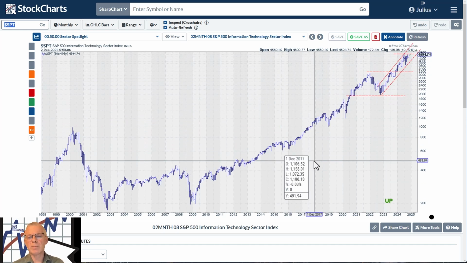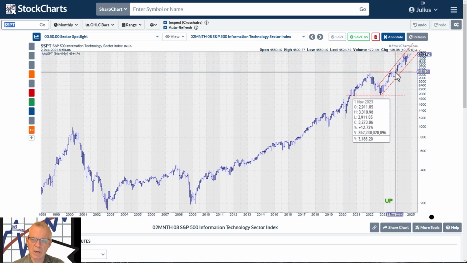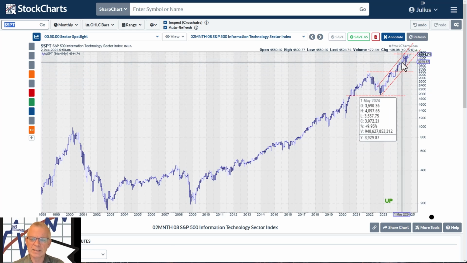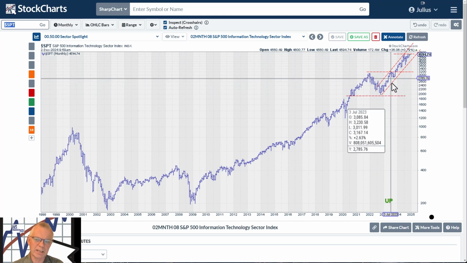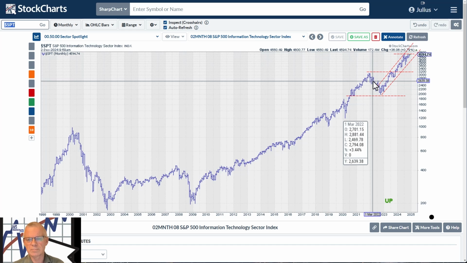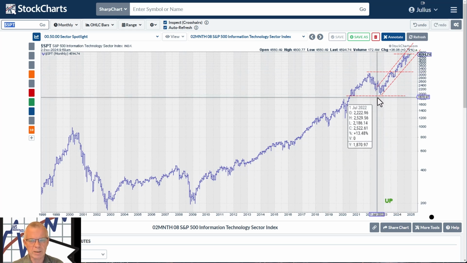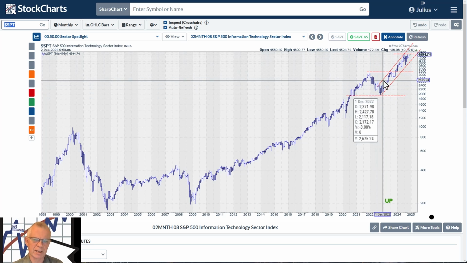And then we have information technology, and you can see that technology broke to new highs in November 2023, fell back, did it again in May 2024, and fell back. You can see a nice rising channel, although this is a log chart, so I'm not a big fan of these channels on log charts. But what engages me more is the fact that the rhythm of higher highs and higher lows is in place.